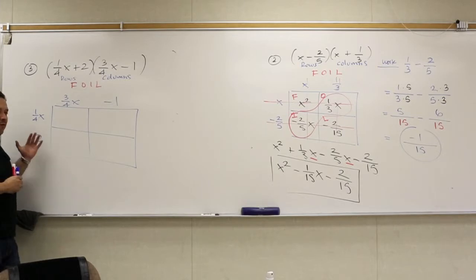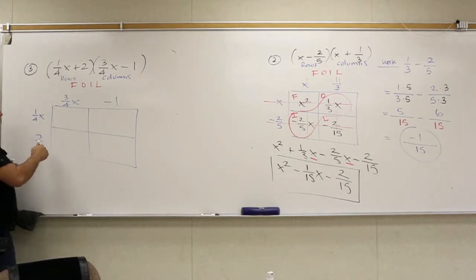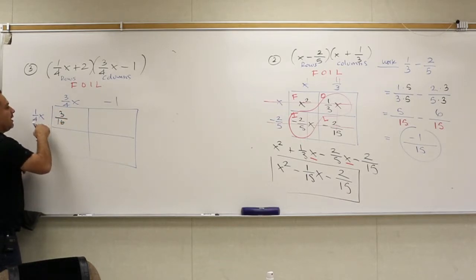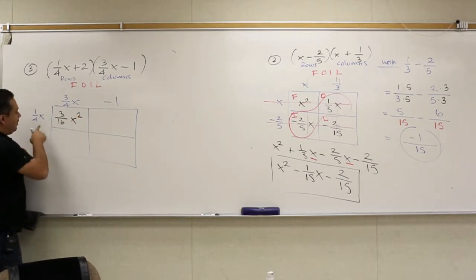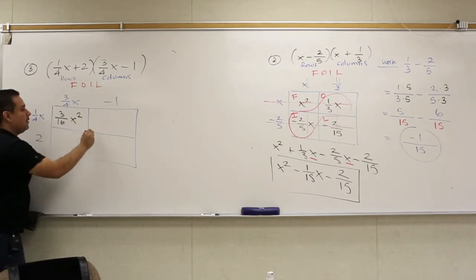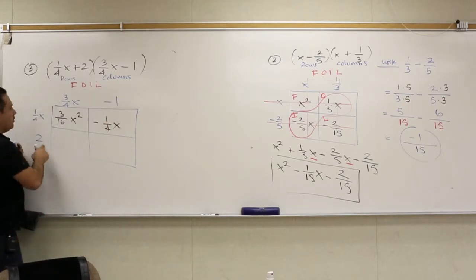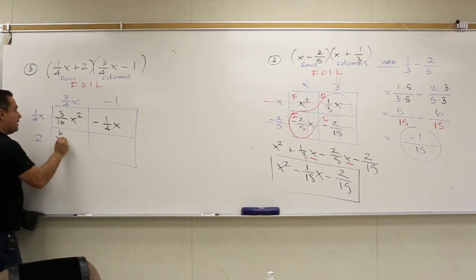Okay, multiply your rows with your columns. Now, be careful here, right? What's 1/4 x times 3/4 x? 3 over what? 3 over 16. And then, what's the x times x? Good. 1/4 x times negative 1? Negative 1/4 what? X. 2 times 3/4, that's going to be 6/4 x.